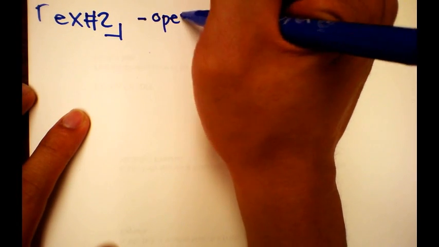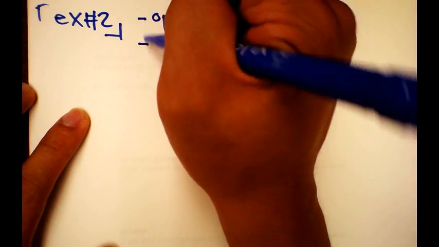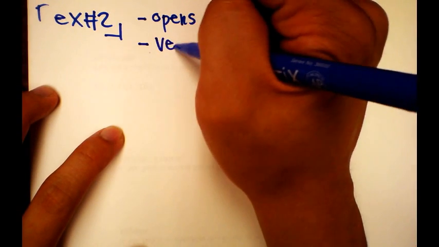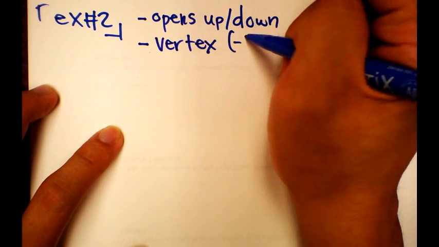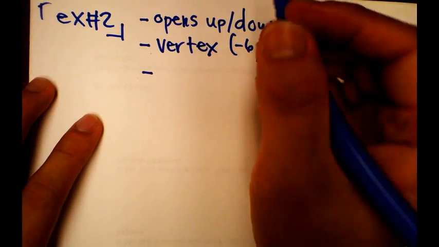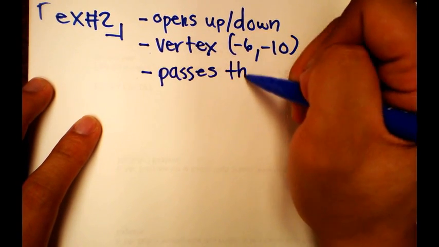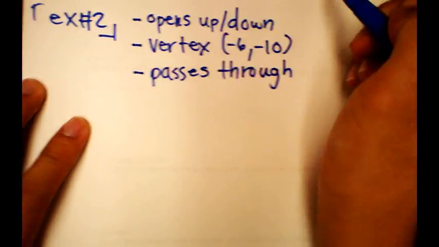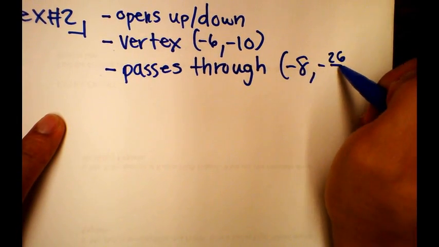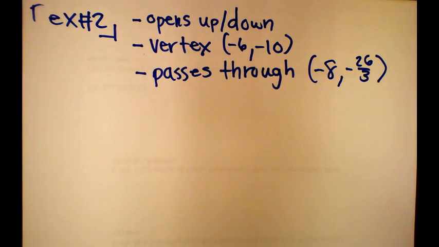This parabola opens up or down. The vertex this time is going to be -6, -10. Vertex is -6, -10, and the parabola now passes through this point, -8 and -26/3. Uh-oh, a fraction. I know, right? Okay, we're still going to do the same steps.